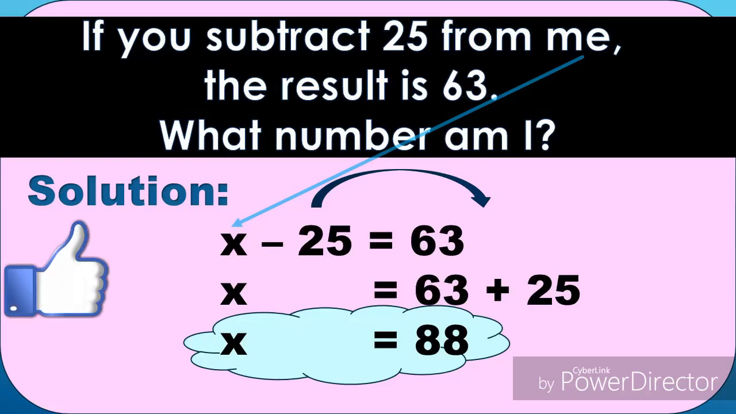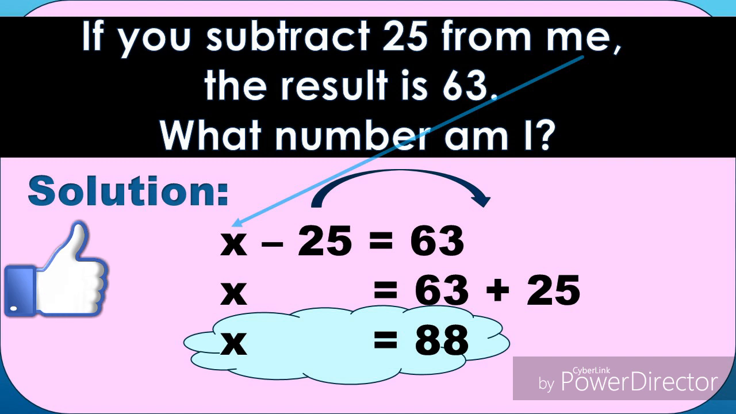Okay, so let's start with this problem. If you subtract 25 from me, the result is 63. What number am I? Okay, ito yung solution. So, ang tanong, ano yung number na pag sinubtrakan mo ng 25, ang result is 63. So, mag-a-assign tayo ng variable na x doon sa number na yun. So, x, tapos magsusubtract tayo ng 25 equals 63.